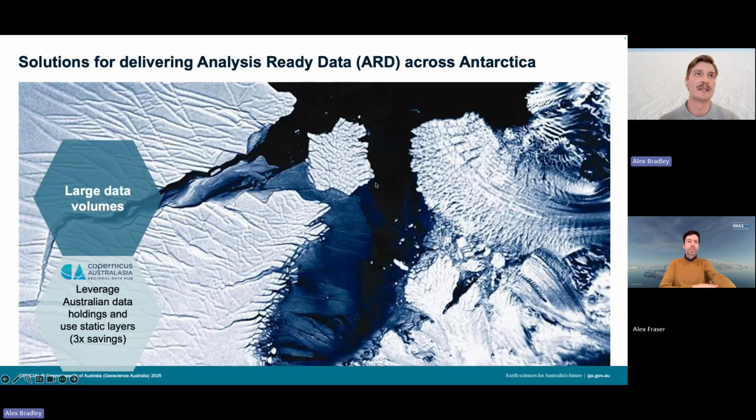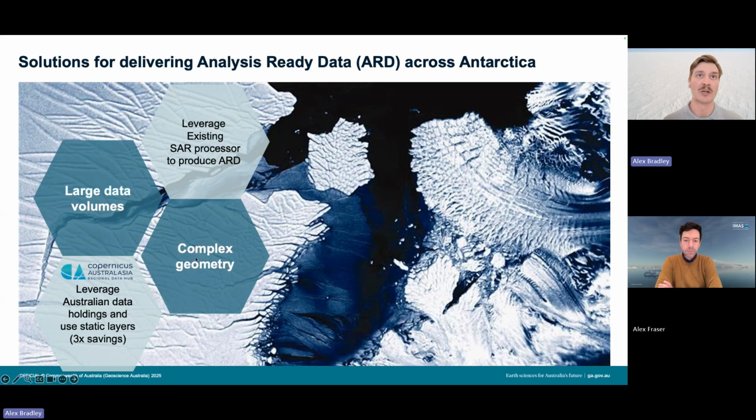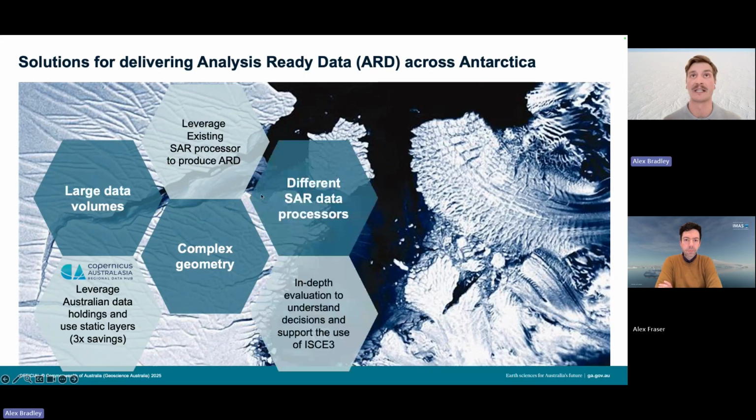So I think just to tie it back into the start and how we address some of these challenges. So large data volumes from the acquisition side and where we're getting our data from. We've had a really strong partnership with the Copernicus Australasia Data Hub, and they've been doing a lot of great work to get the petabytes of information that we need for our processes across. So it's been really good to work with them. From the other end of the side, so storing our products, we're making use of smart things like static layers. The complex geometry, again, we have the benefit of being able to rely on these established and well-maintained softwares for ICE, such as ICE3, for example.